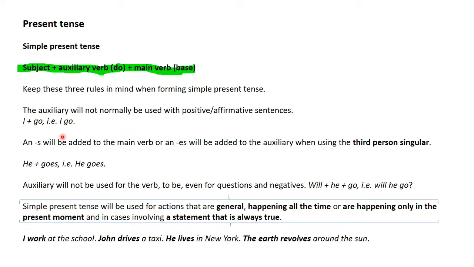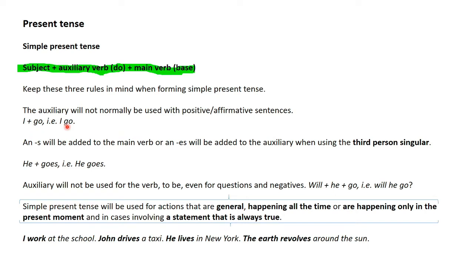Look at the example of a simple present affirmative sentence. I go. I is the subject, do is supposed to be the auxiliary, but since it's an affirmative sentence, the auxiliary has been removed, and go is the main verb in its root form. Let me tell you that go is the root form, went is its past form, and gone is its past participle form. Going is its gerund and present participle form.